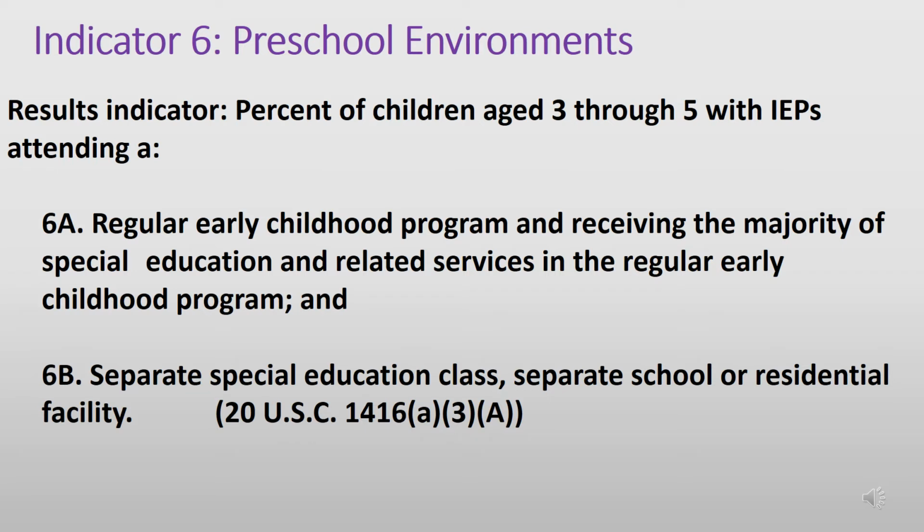Indicator 6, preschool environments. Indicator 6 is a results indicator and looks at the percent of children aged 3 to 5 with IEPs attending 6A, regular early childhood program, and receiving the majority of special education and related services in the regular early childhood program, and 6B, children attending a separate special education class, a separate school, or a residential facility.